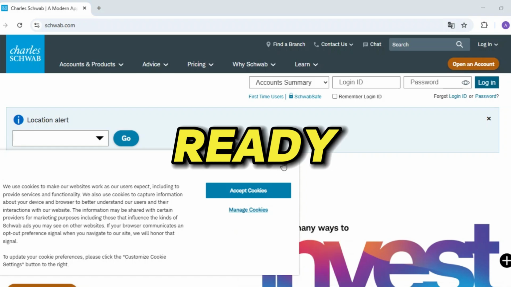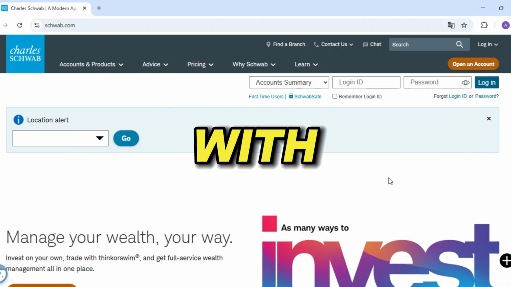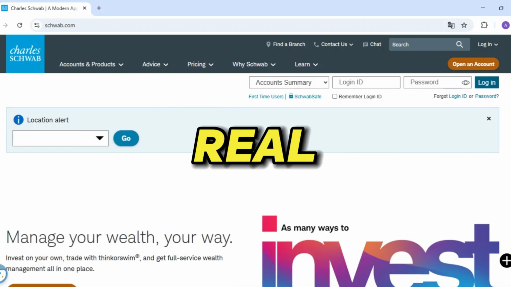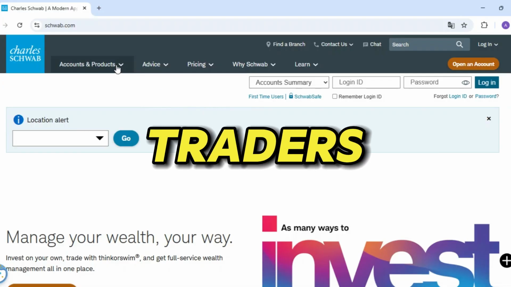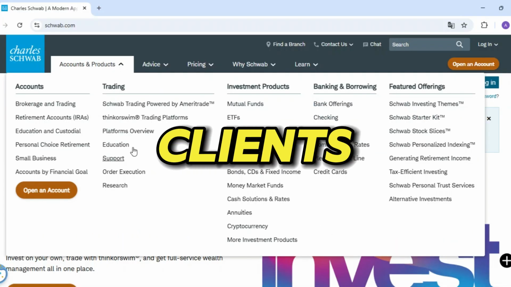Hey there. Ready for a professional-grade trading platform with advanced charts, tools, and real-time data? Schwab's thinkorswim platform is a powerhouse for serious traders, and it's free for all Schwab clients.